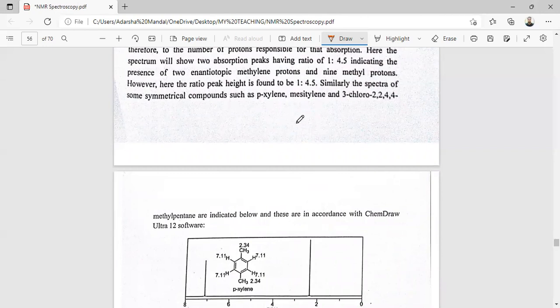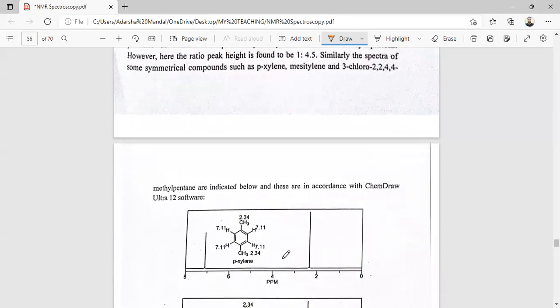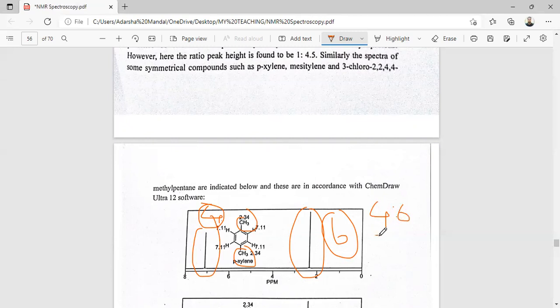the symmetrical paraxylene. In paraxylene, there are a total of 2 sets of protons. One set has a total of 6 protons, which come at 2.34, and here a total of 4 aromatic protons come in the other region. So here the peak intensity is 4:6. That means 2:3.